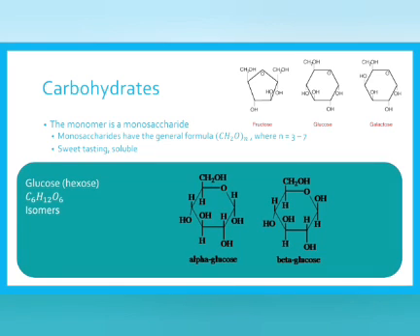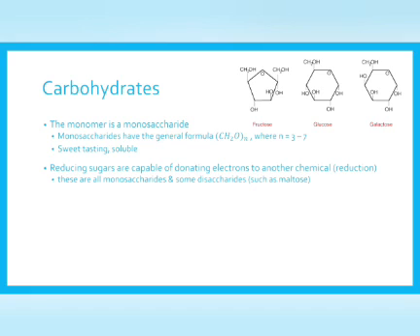The most common example is glucose, which has the formula C6H12O6. And this is a hexose sugar because it contains 6 carbon atoms. And I've talked before about how we have 2 different isomers due to the different arrangement of atoms, which are alpha glucose and beta glucose.